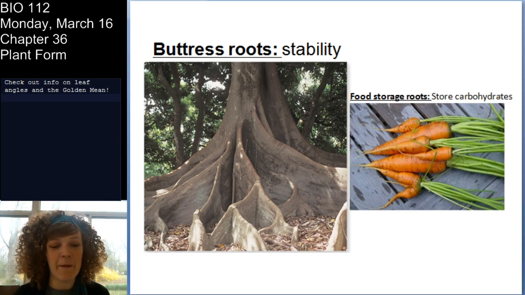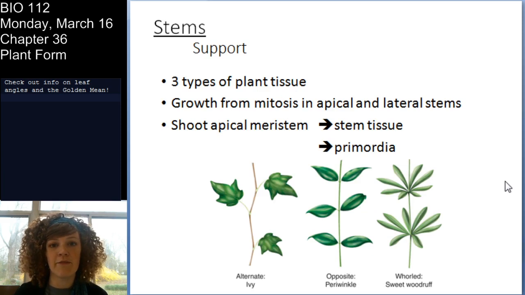So, okay. So we left off with roots. So let's go on to stems and stem tissue. We're going to finish up chapter 36 today and hopefully move on to 37. So within the stems, you still have the three kinds of plant tissue. Remember, you have ground tissue, vascular tissue, and epidermal tissue. Sorry, looking at the camera, I zone out more.